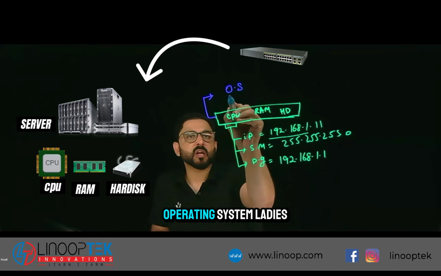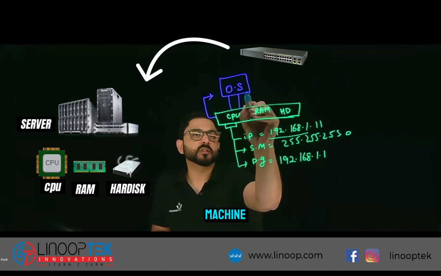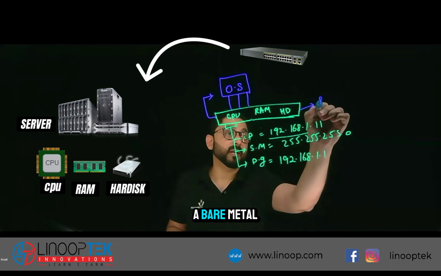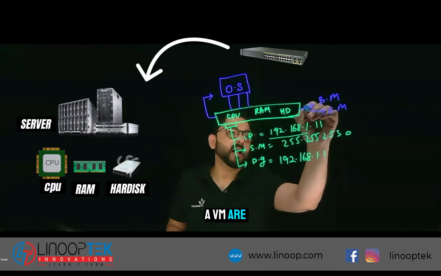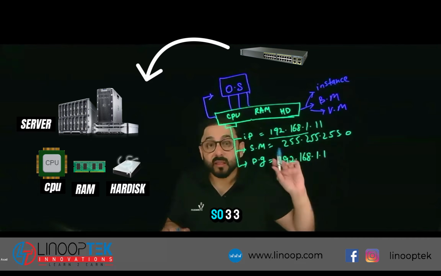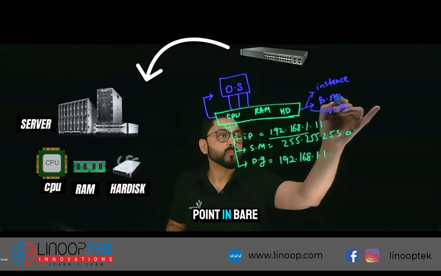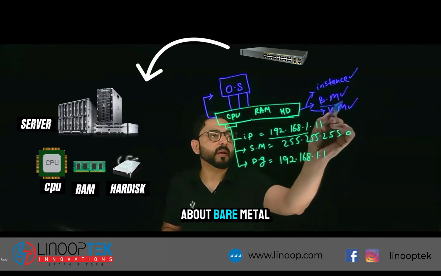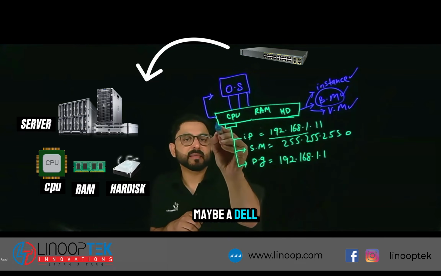Now this server also is running some sort of operating system on top of this. And this operating system, ladies and gentlemen, basically sits on a bare metal machine or on a virtual machine. We can talk about whether this is a bare metal server, a VM, or a cloud instance. So there are three types of things it could be at a given point: bare metal, virtual machine, instance. I've been talking about bare metal, so I'm going to assume this is a bare metal server, maybe a Dell server.